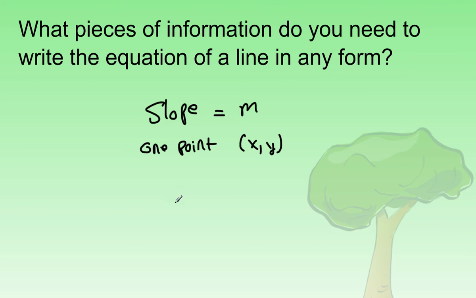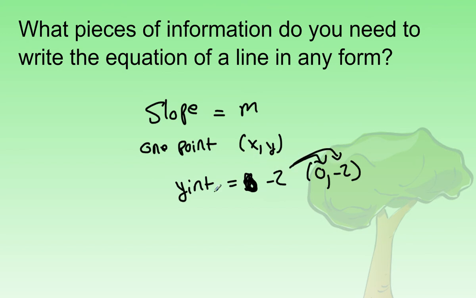Now, that 1 point might be a y-intercept, where they say the y-intercept is 5. I used 5 as an example already. The y-intercept is negative 2. Well, that is the point 0, negative 2. The y-intercept happens when the x value is 0. So that y-intercept is the point 0, negative 2. So they're still giving you a point. It's just kind of hidden in a different way of showing it. So those are the things you need. A point, a slope. If you don't have a slope, you find the slope. If you don't have a point, you find a point by looking at a graph.